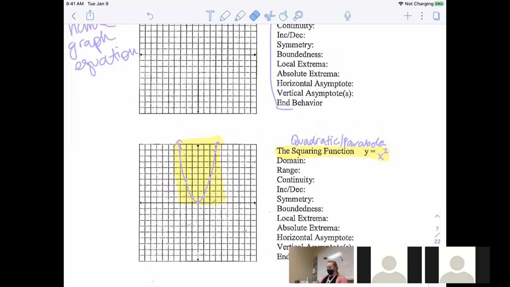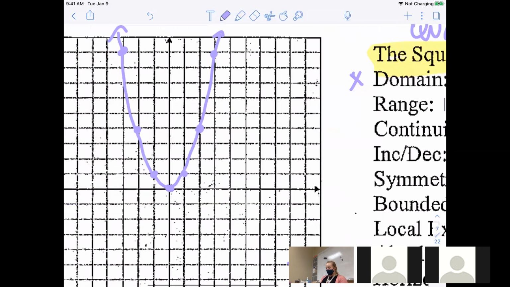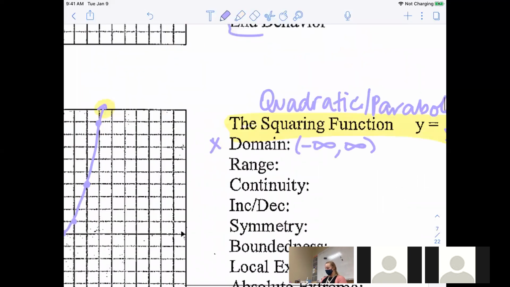Some of these we'll have to come back to and do more specifically later, but others we can do right now on our own. So the first one is domain. Domain refers to what? The x's, very good. So we want to know what x's work here. My arrows here tell me that it goes on and on forever. There's no holes, there's no gaps. This is going to have a domain of all real numbers. We're doing all interval notation though, so I'm going to write negative infinity to infinity. There's nothing funny about it. Its domain is negative infinity to infinity.